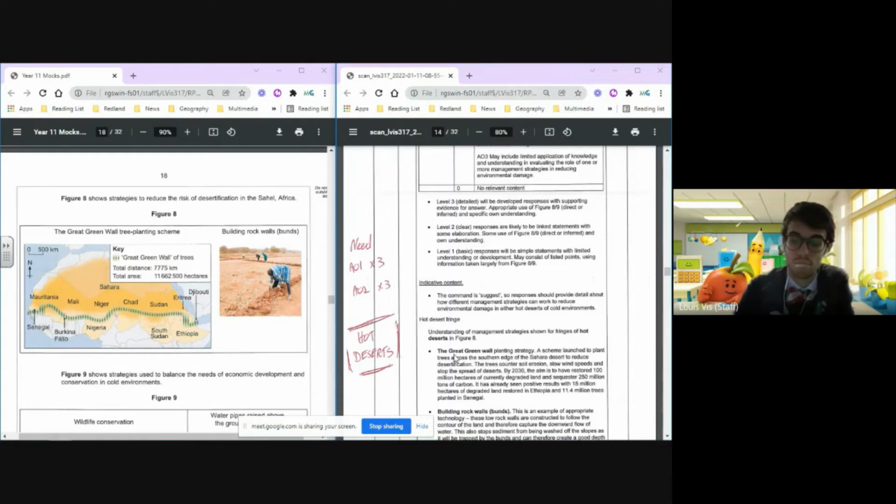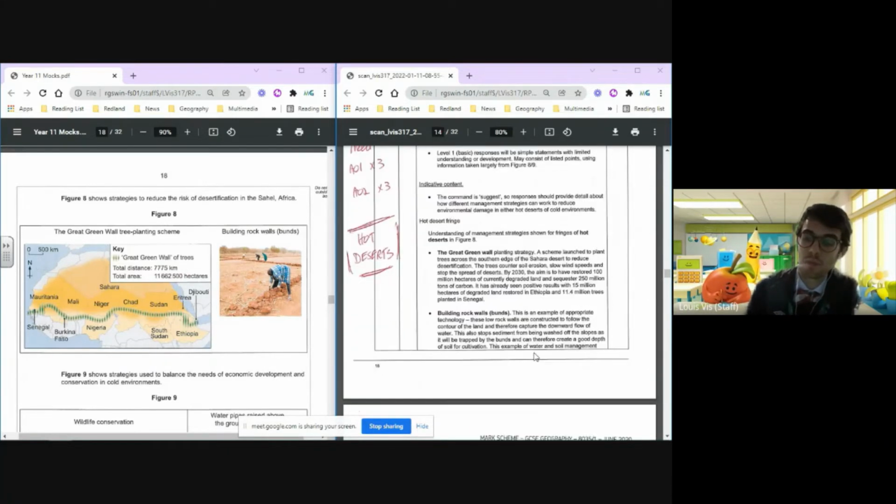Trees hold and bind soil together. They prevent wind from blowing sediment away. They prevent sand from being formed, and they prevent the land from drying, because wind will dry the land if it's not protected. So trees will break the wind, and they'll bind the soil, and they'll absorb water and hold water better in the ground. Okay, so that's something you could have explained in a bit more detail. Building rocks, same thing here.